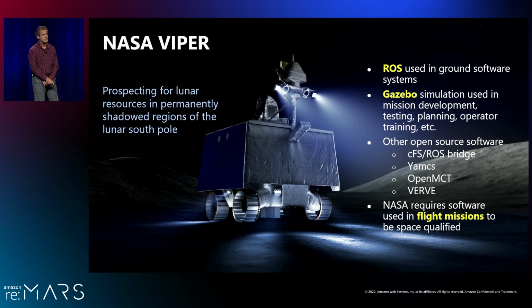And ROS is used in the loop on the ground, so ground software systems for that. So there are some images that come down, there's some image stitching, there's some terrain registration, and there's some localization that all happens on the ground data systems, and that is using ROS. Also making extensive use of Gazebo, the simulator I mentioned. So with the simulation of the lunar surface in the Gazebo simulator, they're able to navigate the simulation of the rover through this environment, and do lots of testing with the Viper rover.